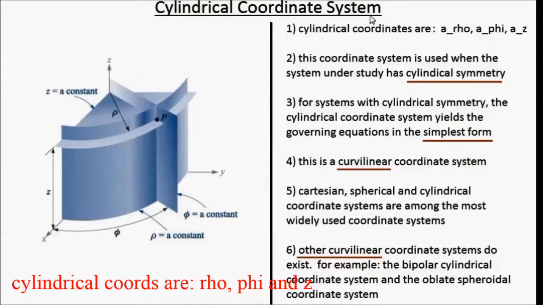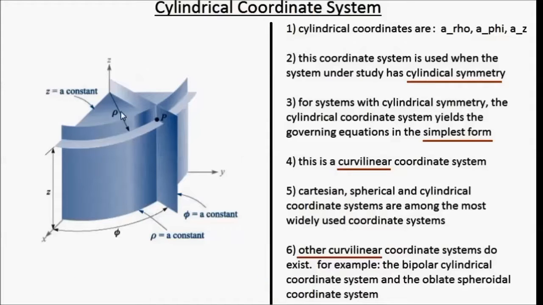We discuss the cylindrical coordinate system. Cylindrical coordinates are a rho, a phi, and a z, where you have rho here, phi is this variable, and z is this variable. Z is the same as the Cartesian z. You have the x, y, z Cartesian coordinates, and rho, phi, and z as the cylindrical coordinates. This coordinate system is used when there is a cylindrical symmetry in the problem.